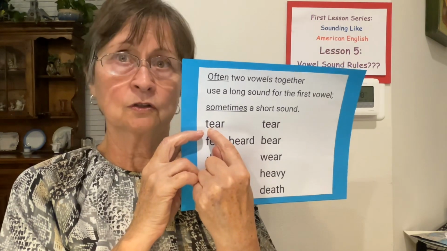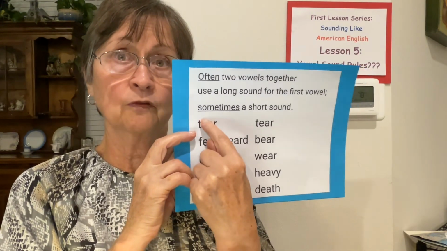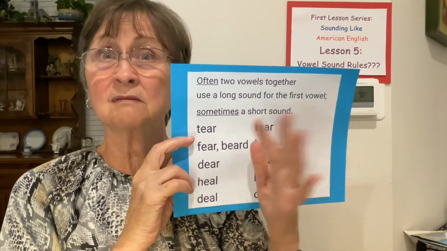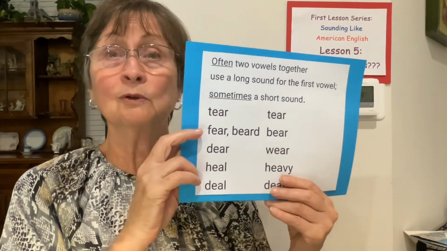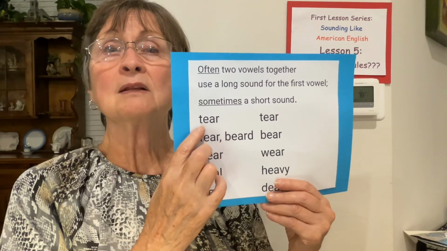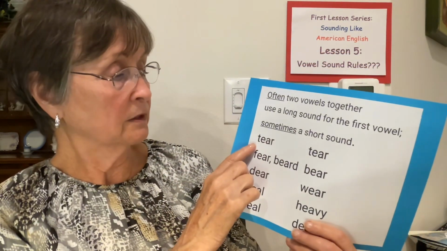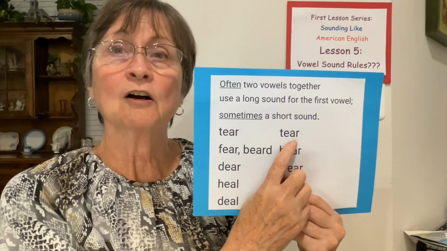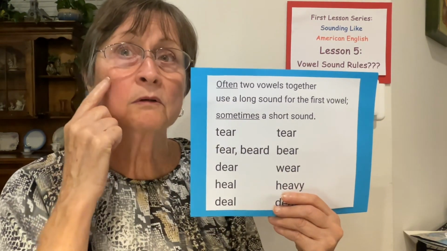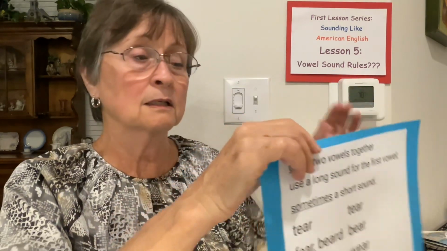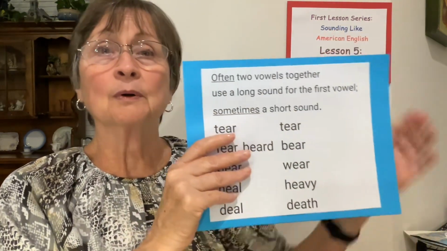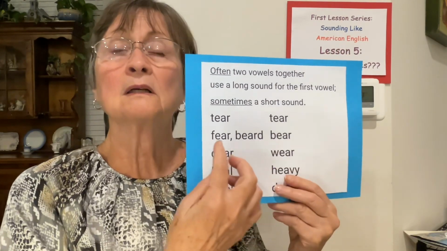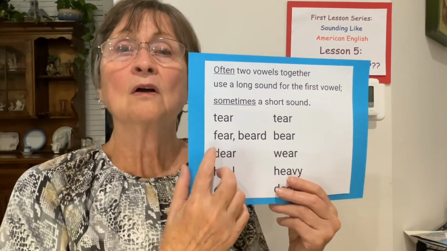They used to teach in English class to say the first letter is going to be long, but then there were so many exceptions, it's not really a good rule. This can be the word tear, but it's also tear. A tear rolls down your cheek. I can tear the paper. Same spelling, two different meanings, two different pronunciations.